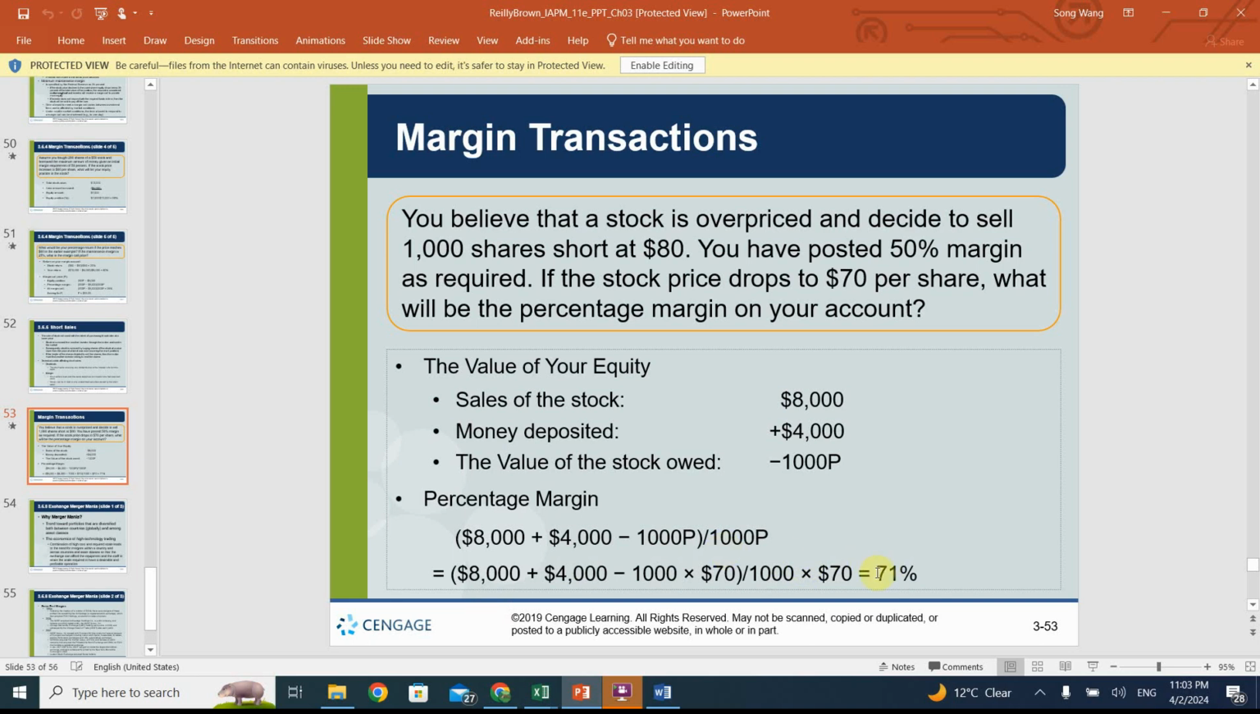To get the margin call, you're going to equalize the right-hand side. Instead of 71%, you're going to equalize it to 25%, the margin requirement percentage, and then you solve backward for the price P. P is a price here in your formula.